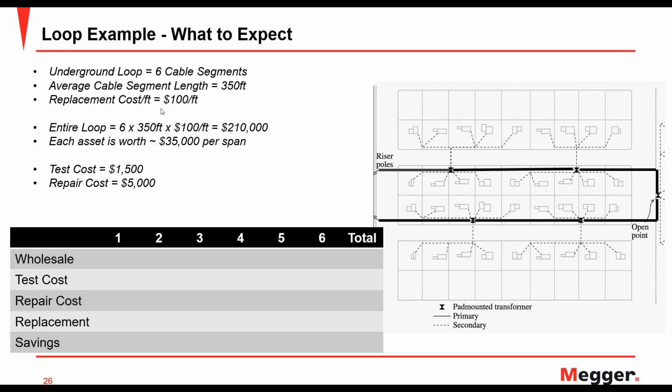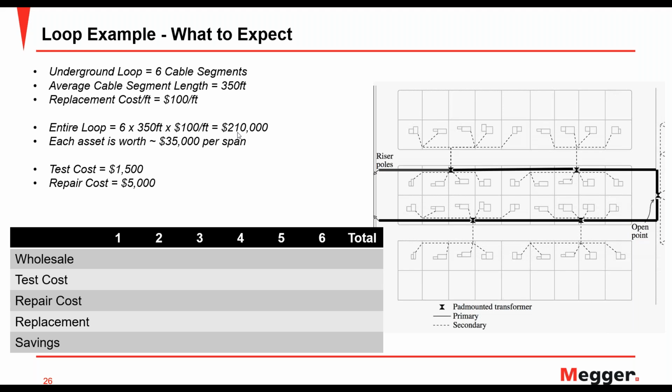And this is why we say this is an expensive proposition. If those cables that are in the ground are passing these tests, then nothing more needs to be done to them. They're basically like new cables. Going back to the example here, we have the entire loop of 6 cables, 6 spans basically, times 350 feet, times $100 a foot replacement. That would come to $210,000 to replace this whole loop.